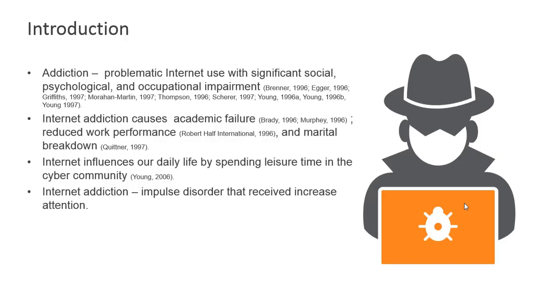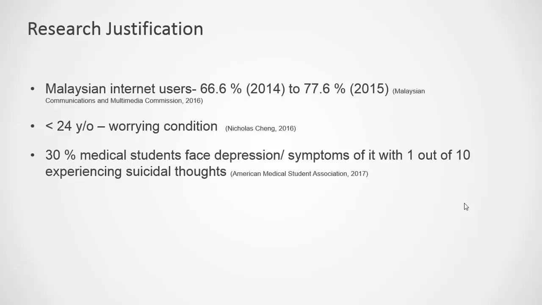As an introduction, addiction is a problematic internet use with significant social, psychological, and occupational impairment. The internet addiction causes academic failure, reduced work performance, and marital breakdown. The internet influences our daily life by spending leisure time in the cyber community, and internet addiction is an impulse disorder that receives increased attention. Next, we will proceed with research justification.